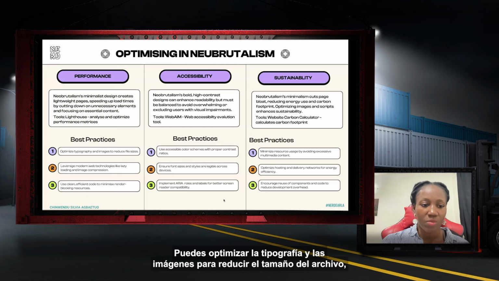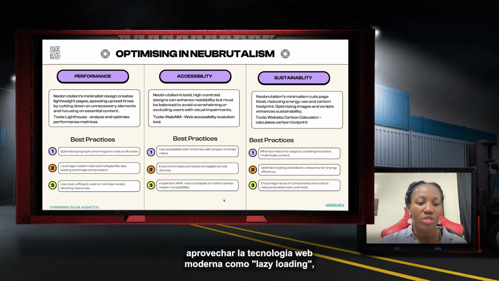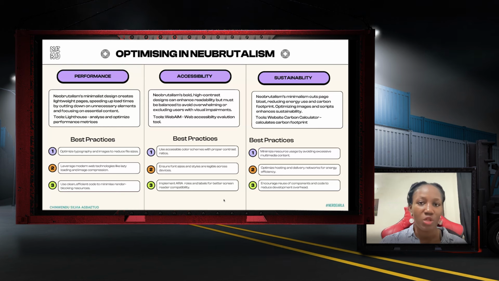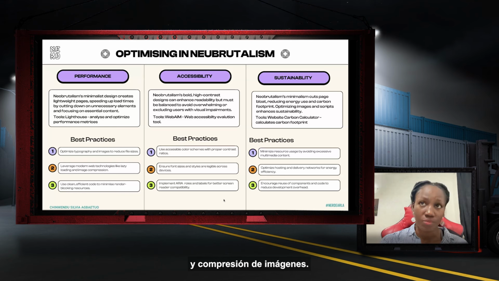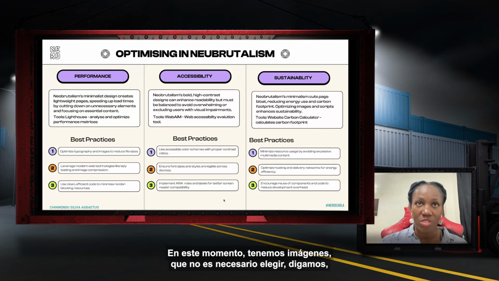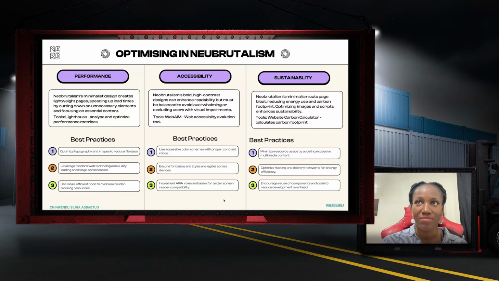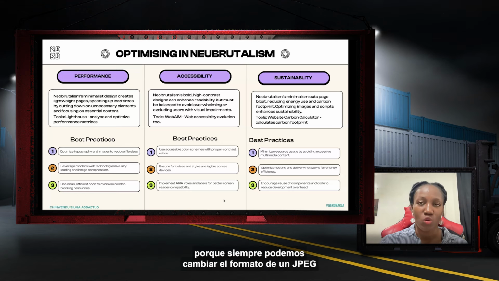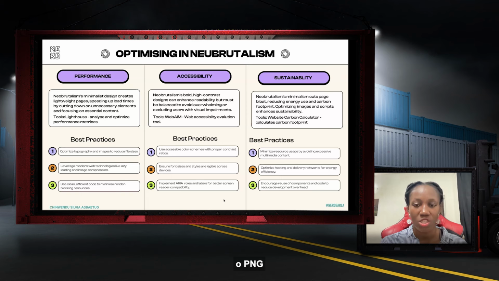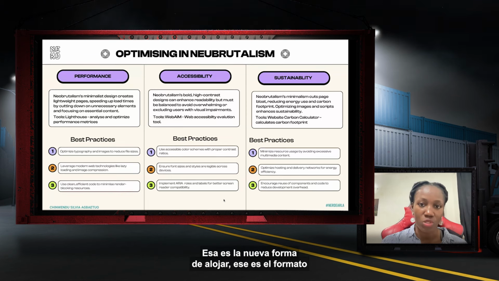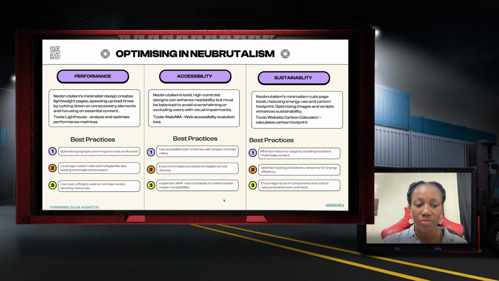So you can optimize typography and images to reduce file size, leverage modern web technology like lazy loading, especially when using React, and image compression. In this case, images don't need to take say 3 MB to load, because we can always change the format from JPEG or PNG to WebP. That's the format to actually put these images on your website.